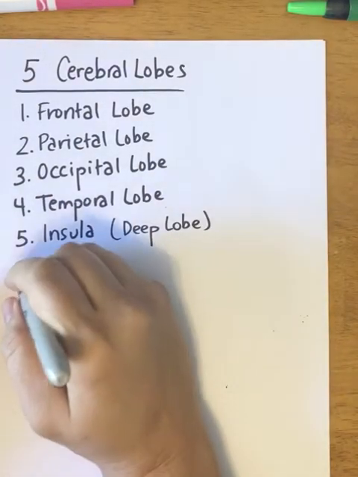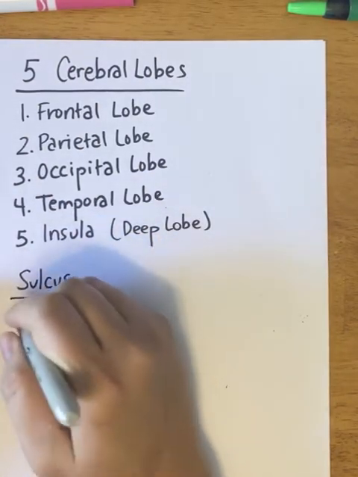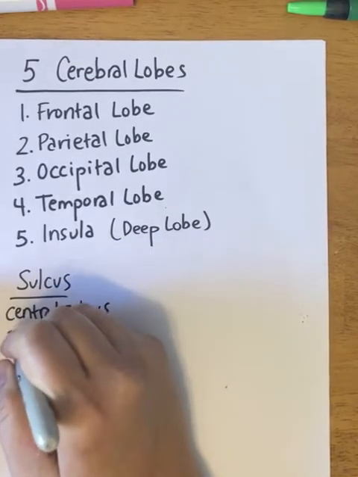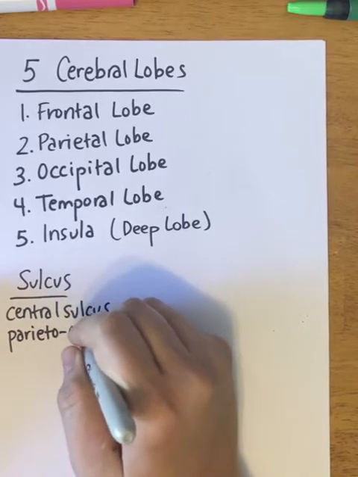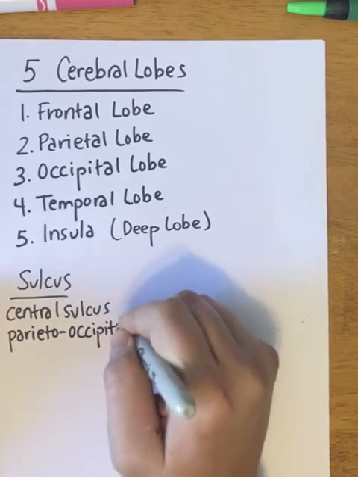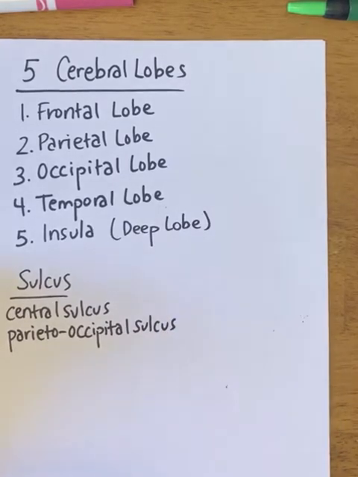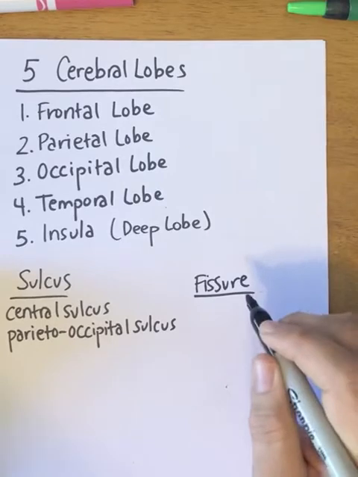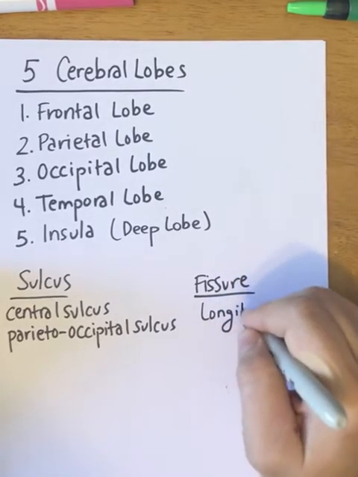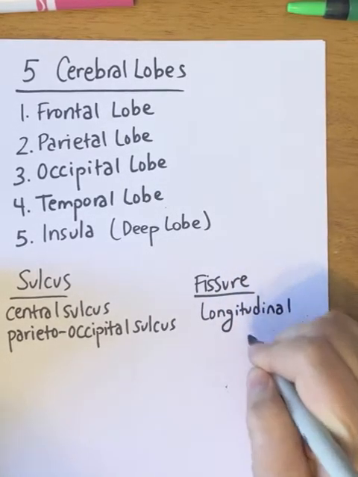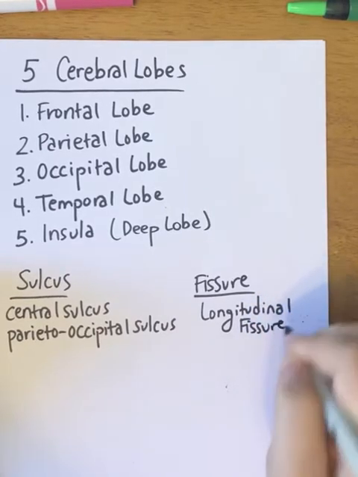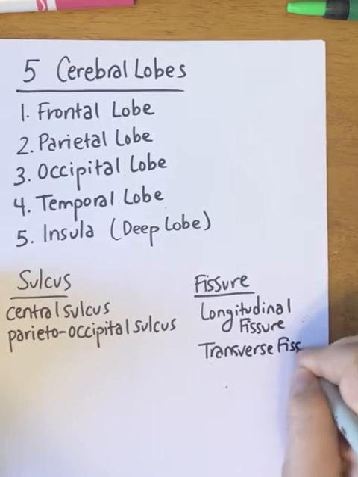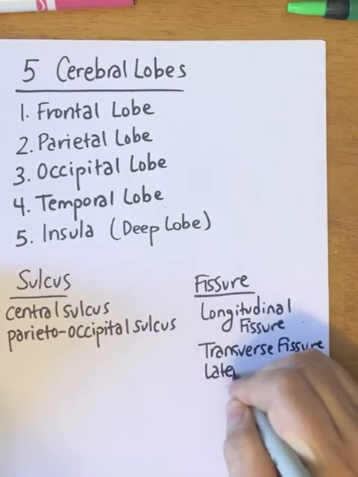So important sulci to know would be your central sulcus, your parieto-occipital sulcus, and then we had fissures. This is a good way to review: the longitudinal fissure, the transverse fissure, and the lateral fissure.